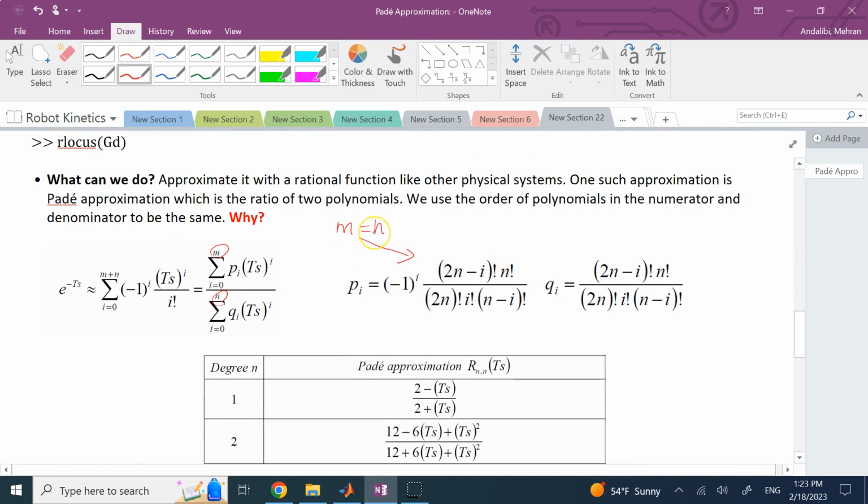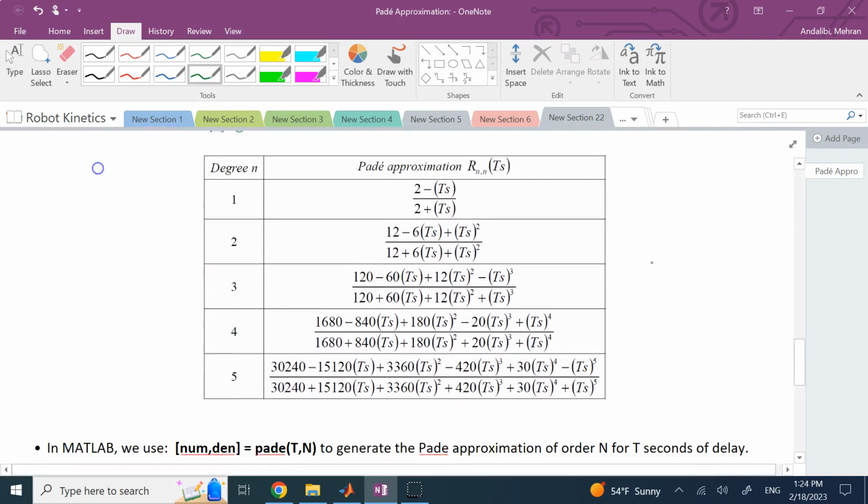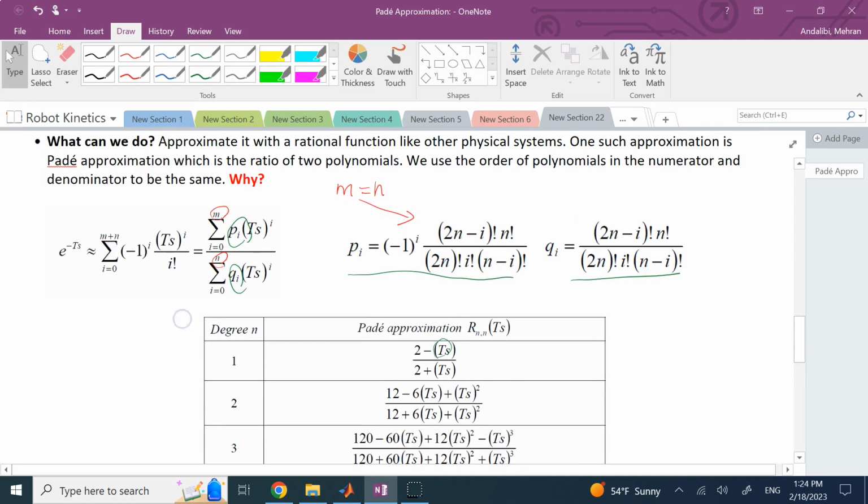Second, how do you find these P's and Q's, these unknown coefficients? How do you find them? Well, there are so many ways. One is there are formulas for them that you can see here. These formulas for P and Q, the numerator and denominator coefficients. You can use them based on the factorials of n and i, or you can look up tables like this, which are showing for degrees 1, 2, 3, 4, 5. And here you can see the parameter t is involved, which is the delay in seconds. So you can use that one.